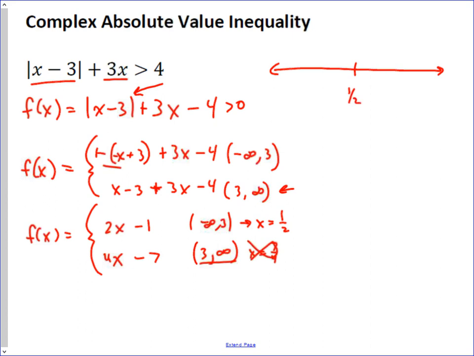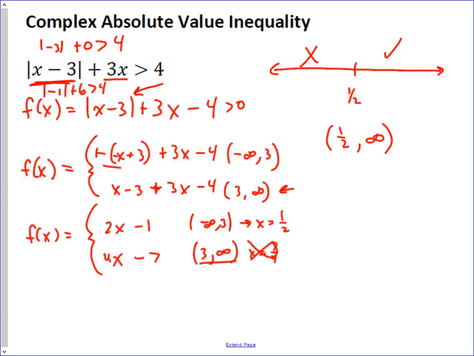We have to decide which one of these two regions, from negative infinity to 1/2 or from 1/2 to infinity, makes this inequality true. So we pick a value. For instance, you could pick 0. If you plug 0 in, you get the absolute value of negative 3 plus 0 is greater than 4. The absolute value of negative 3 is 3. 3 is not greater than 4. So during this whole region, that inequality is not true. Pick another value, like 2, for instance, and if you pick 2, it's easy to see that you get absolute value of negative 1 plus 6 is greater than 4. That is true. So from 1/2 to infinity, it is true. And so the solution for this is all the values of x from 1/2 to infinity.